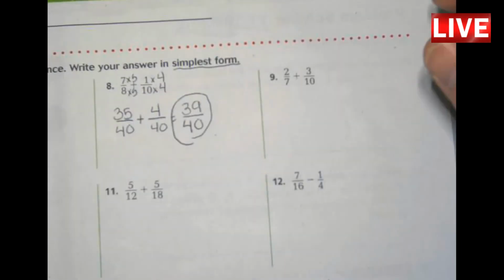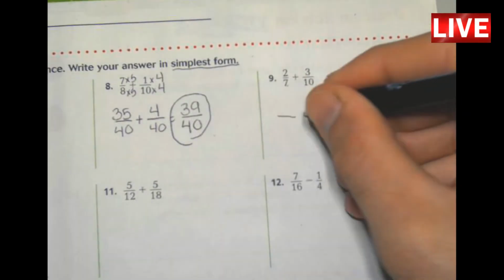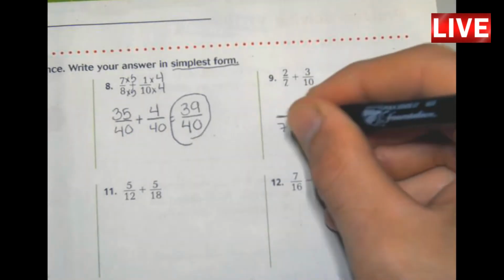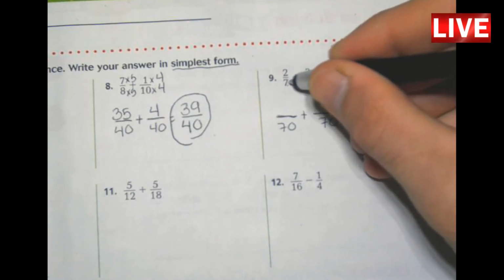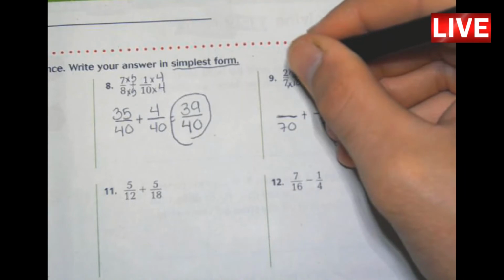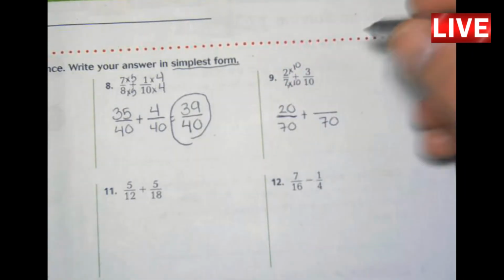Alright, the next one. 2 7ths plus 3 10ths. We're going to check to see if the 7 can turn into a 10. It cannot, so we need to make two new fractions. Unfortunately, the smallest number that 7 and 10 have in common is actually 70, so we've got to work kind of big here. Start with the 7. What times 7 gets me to 70? That would be 10. So we multiply the bottom by 10, have to multiply the top by 10. 2 times 10 is 20.